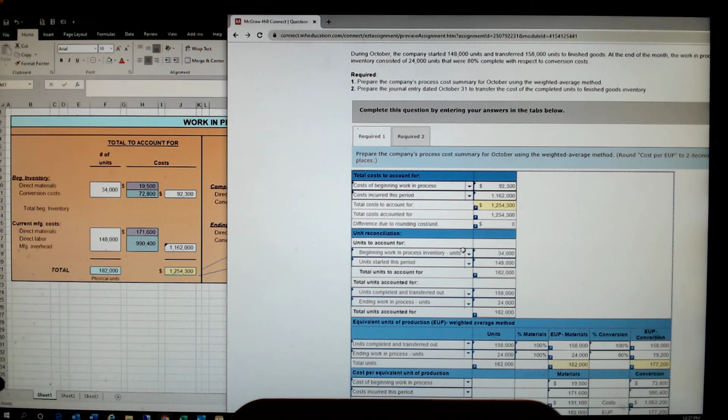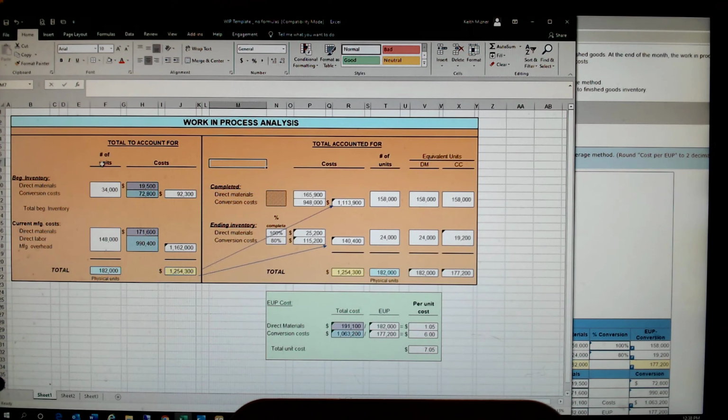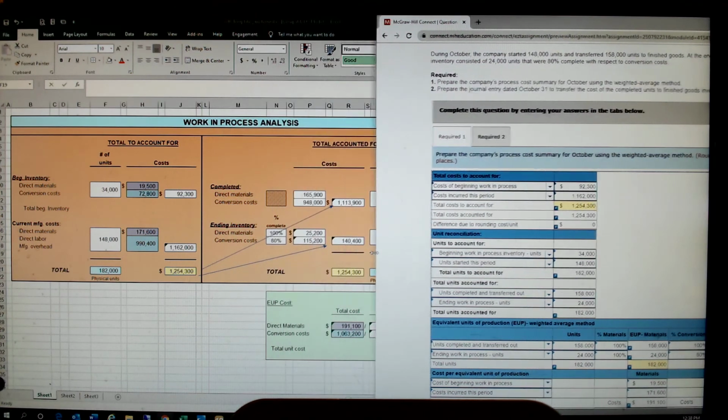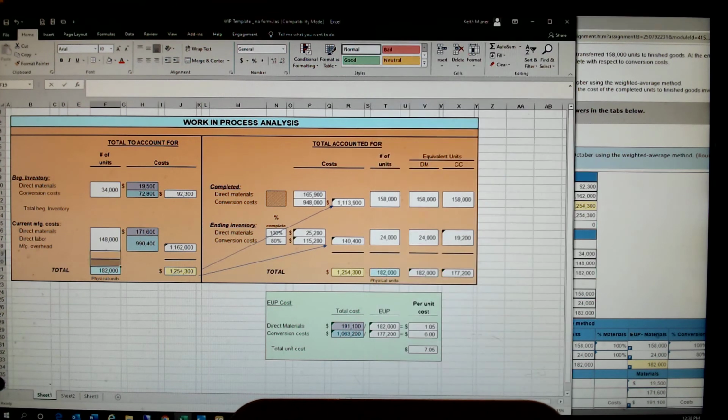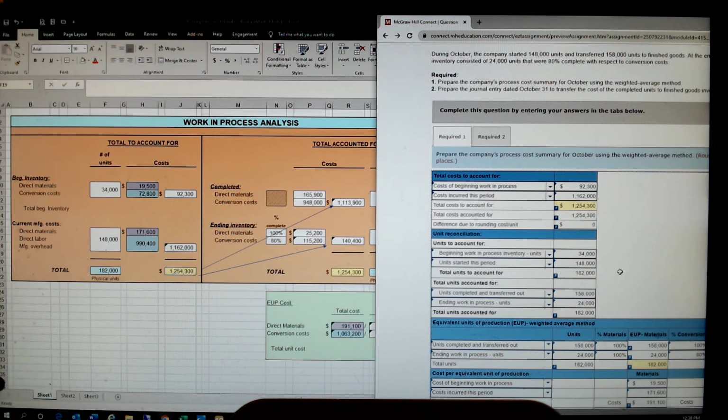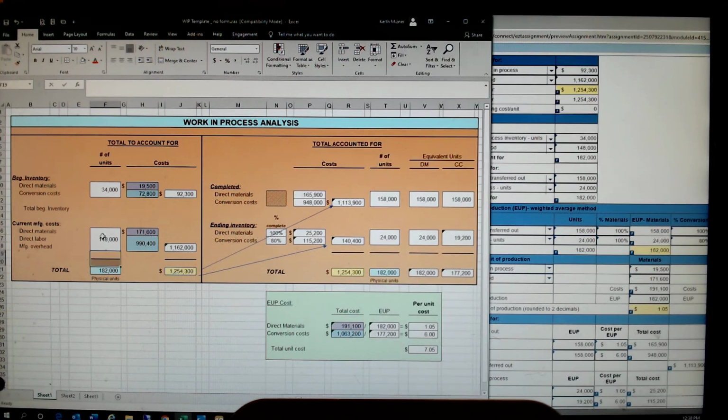Now, they wanted to know the units to account for and the units accounted for. That's really step one. They want to know how many units to account for and where they are now. That's exactly what they're doing here. Let me drag this across a little bit so we can see better. You can see that's exactly what they're asking for. The 34, the 148, and the 182. And where are they now? 158 are done, 24,000 are not, for the 182. That was step one.